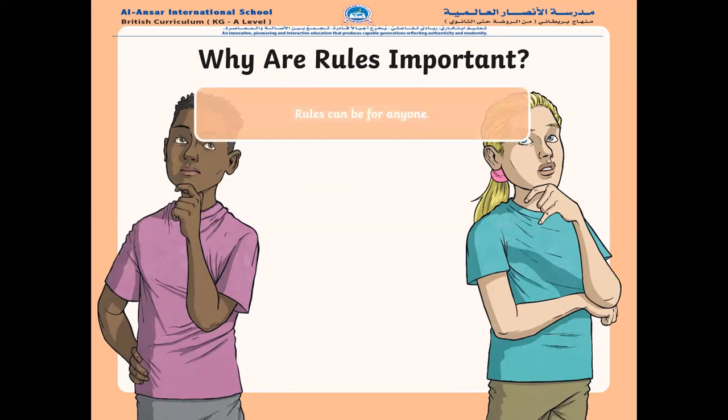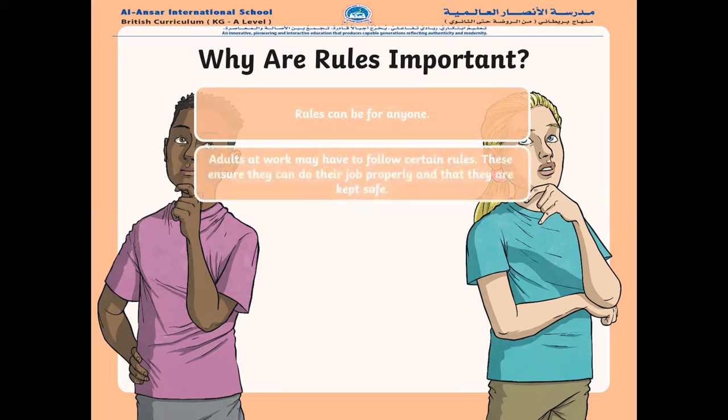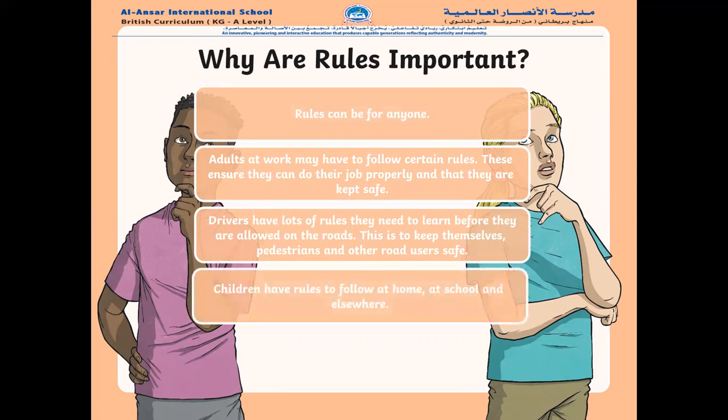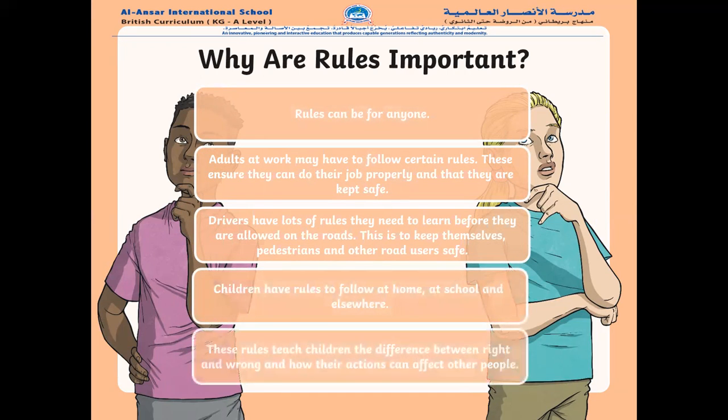Rules can be for anyone. Adults at work may have to follow certain rules. These ensure they can do their job properly and that they are kept safe. Drivers have lots of rules they need to learn before they are allowed on the roads. This is to keep themselves, the pedestrians, and other road users safe. Children have rules to follow at home, at school, and elsewhere. These rules teach children the difference between right and wrong and how their actions can affect other people.